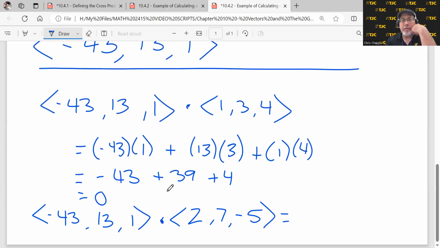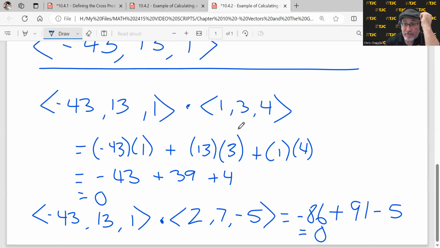I'm going to go through this one a little bit more quickly. Negative 43 times 2 is negative 86. In the middle, 13 times 7 is 91. And at the end, 1 times negative 5 is negative 5. Yep, negative 86 and negative 5 is negative 91. So it does cancel to give 0.